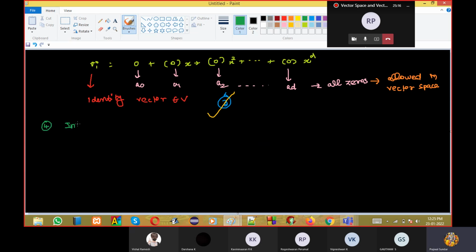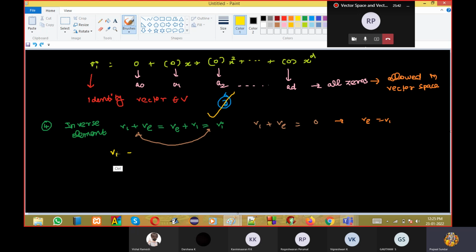The fourth condition is the inverse element. So what will I do? V1 plus inverse should be equal to inverse plus V1, which should be equal to the identity element. If I take these two conditions, I can say V1 plus V inverse should be 0. So I can say V inverse will be minus V1, which can be written as minus a0 plus minus a1 into x plus minus a2 into x squared till minus ad into x power d.